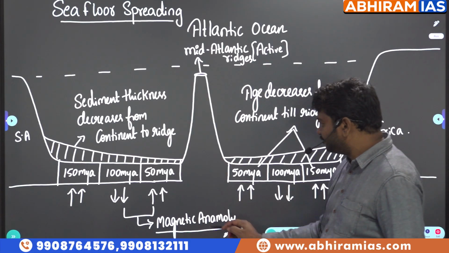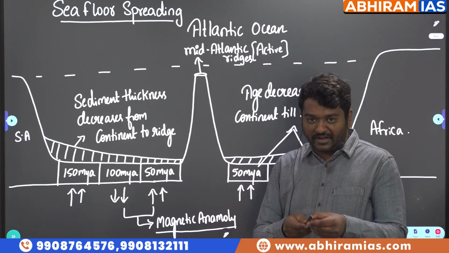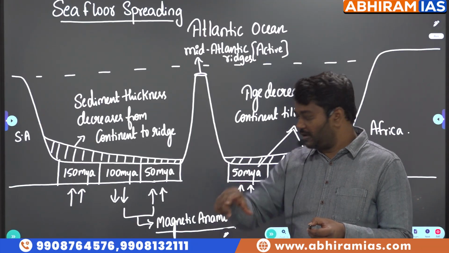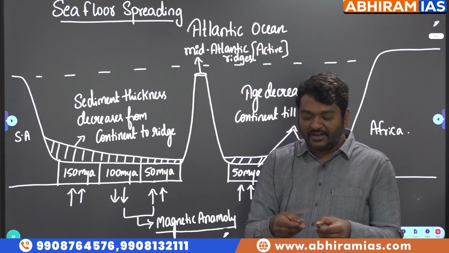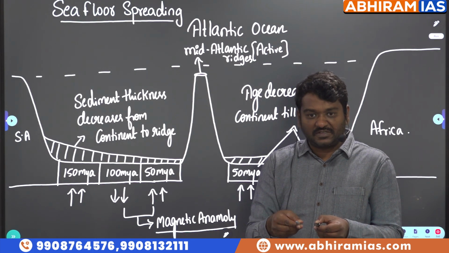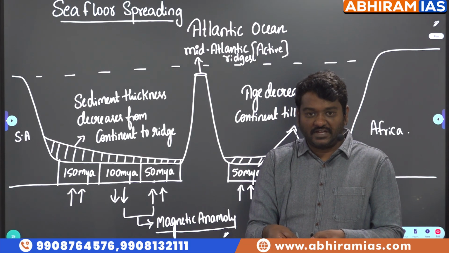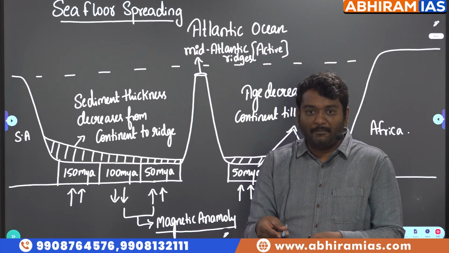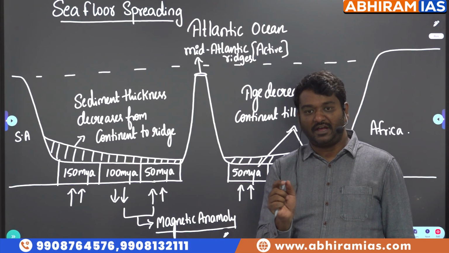Magnetic anomaly means, you see, iron particles, they will arrange according to the Earth's magnetic field. So if the entire crust is formed at the same time, all of them will be arranged in this direction. But if this is formed at a different time and this is formed at a different time, if one is in this direction, another one will be in this direction. So opposite direction alignment is called magnetic anomaly. Okay, just remember the word magnetic anomaly.